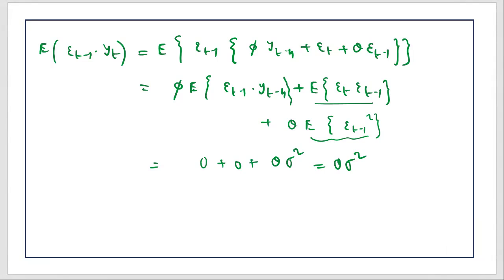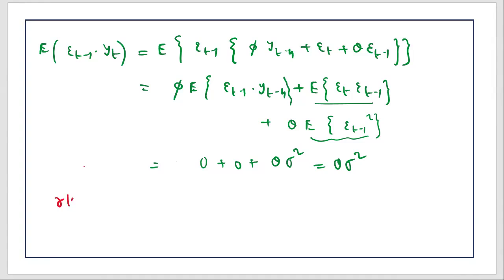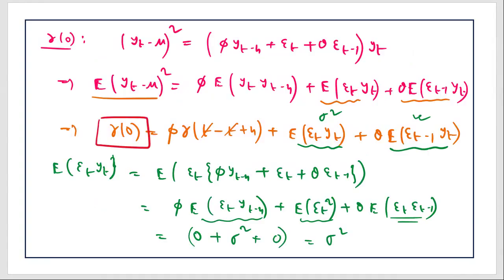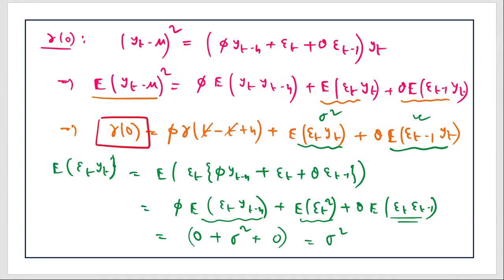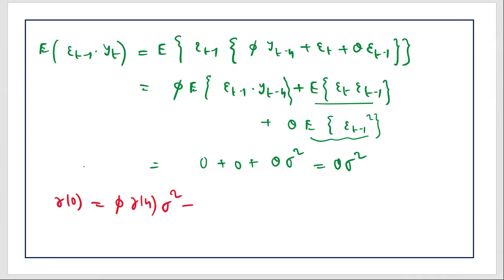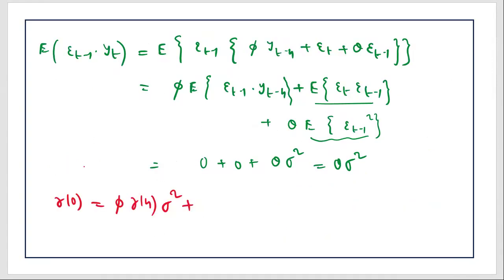So now we have all the components. We can combine them together to find out the value of gamma naught. So gamma naught is simply, the first term is phi gamma 4. See here, this is phi gamma 4, and then the second term is sigma squared, and the third term is theta square and sigma square. So this is what we have.